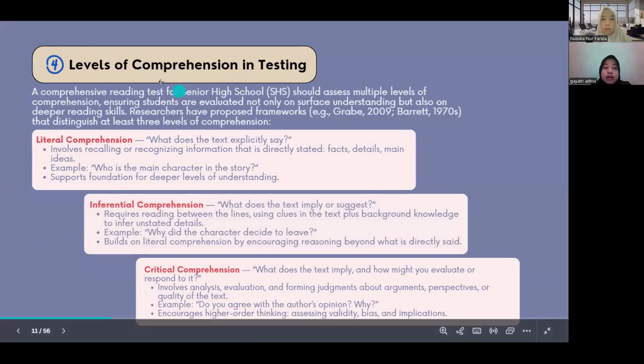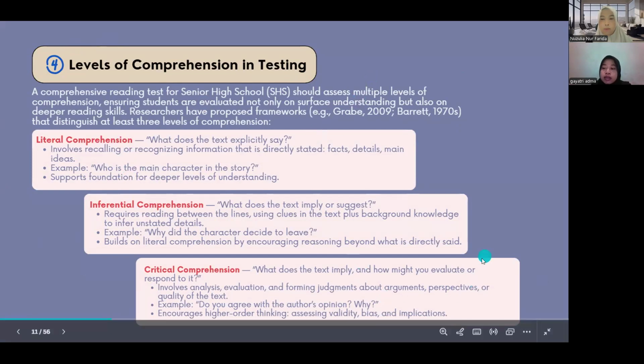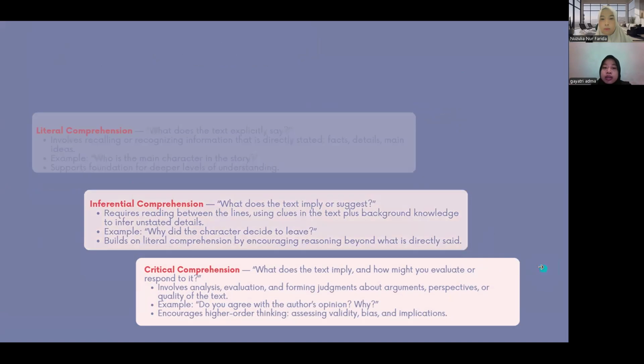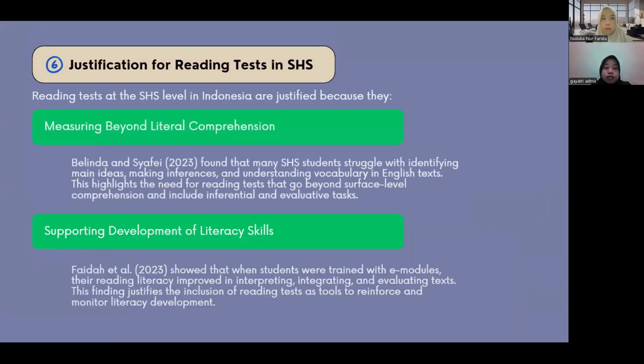And then there are at least three levels that we want to assess in the students' reading skills. It's important for us to pay attention to these three levels: literal comprehension, inferential comprehension, and critical comprehension. And then these are the challenges, and the justification.